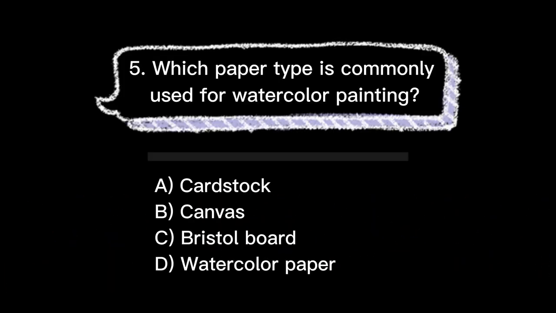Five, which paper type is commonly used for watercolor painting? A. Cardstock. B. Canvas. C. Bristol board. D. Watercolor paper. In 10 seconds, which do you think is the correct answer?